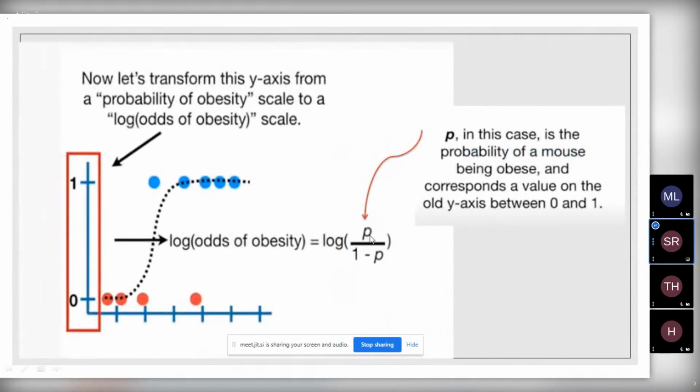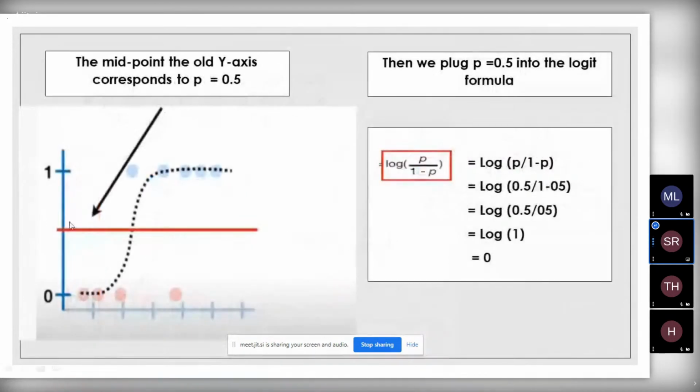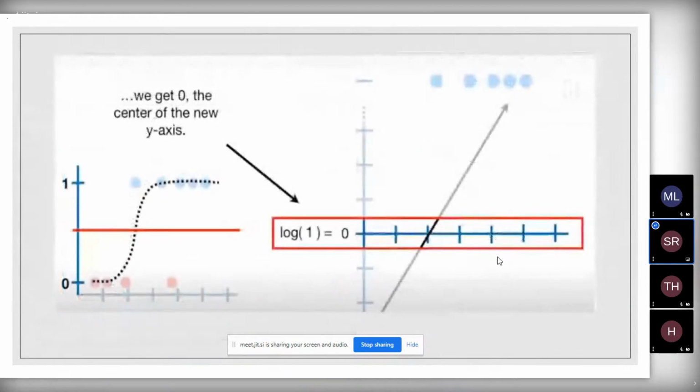This is the formula for log odds: P divided by 1 minus P. This is actually the formula for odds. Odds is the number of times the event can occur divided by the number of times the event cannot occur. So P divided by 1 minus P, and then we log it. So we transform this probability to log odds. Let's say we select the midpoint of the probability, which is 0.5, and plugging into this formula, log of P over 1 minus P, we get log 1. Log 1, when we calculate using a calculator, we get the 0 value. So we draw the new y-axis. This is our midline from 0.5 probability to 0 on the new y-axis. So this is called our coefficient value.